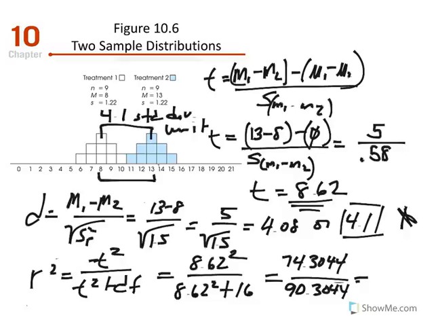And do this calculation. So 74.3044 divided by 90.3044, and we get 0.822, or simply 0.82. And from our table, when we learned about r squared, anything above 0.25 was significant. So we're saying 82% of the difference in scores is due to treatment.